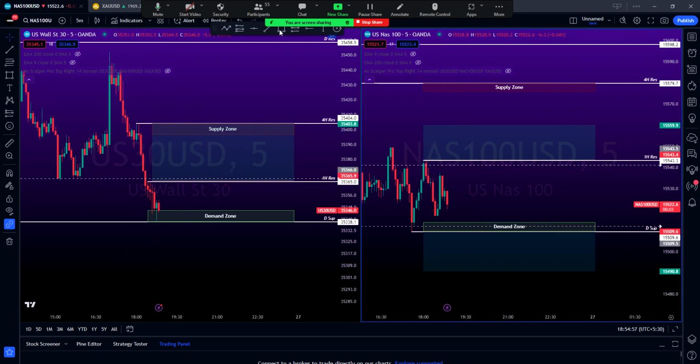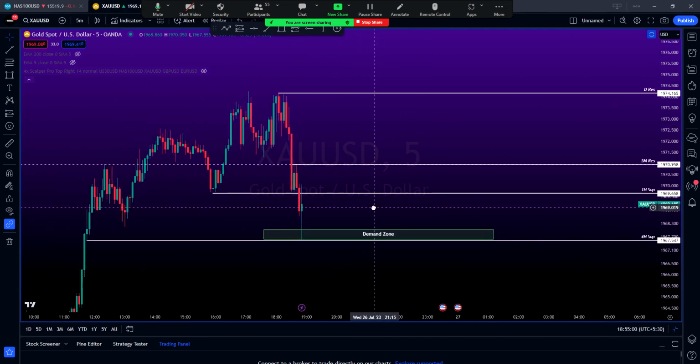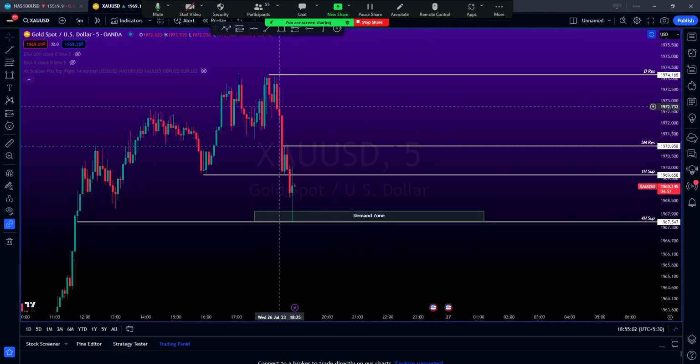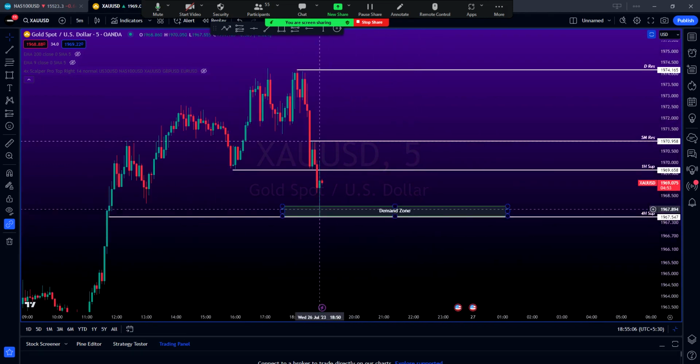So this is Nasdaq and this is US 30. Gold. I have some levels marked out on gold as well. Nice sell-off that came into gold. And as you guys can see, we had a solid wick that kicked back up from here. Y'all know what this wick represents?